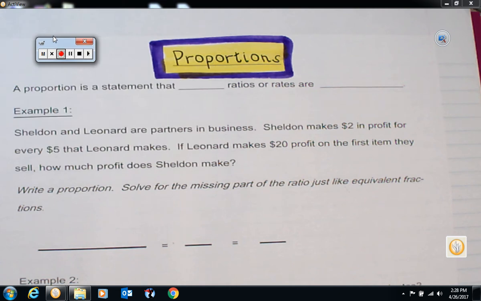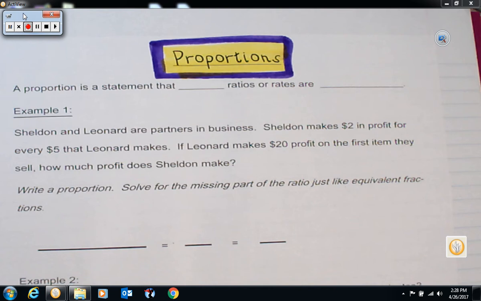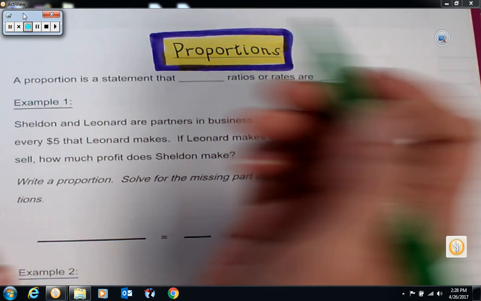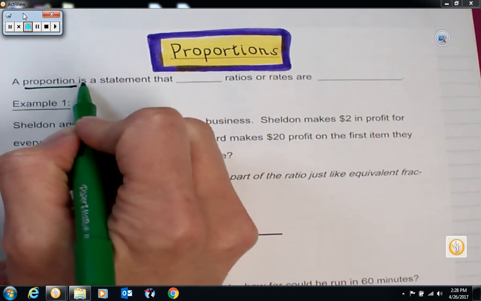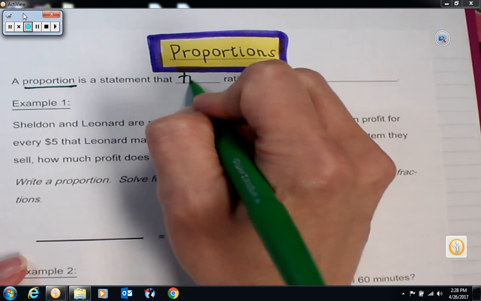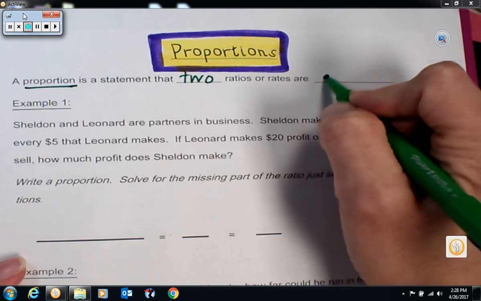Okay, today we're walking through the definition of proportions, and then we're also going to talk about solving proportions by using the unit rate to do that. So here is our definition of a proportion. A proportion is a statement that two ratios or rates are equal.